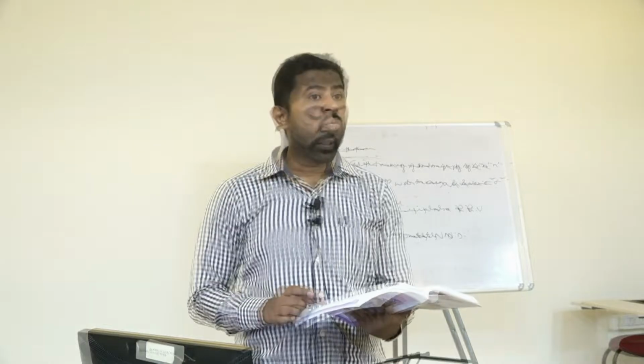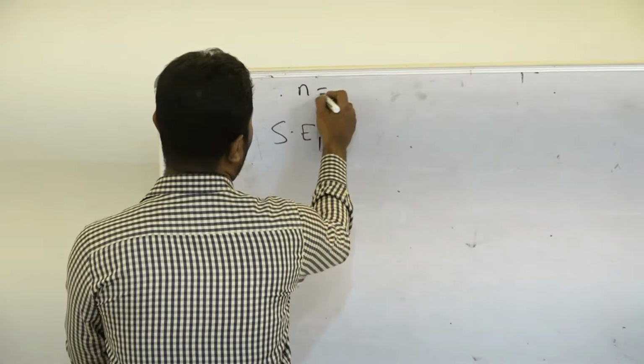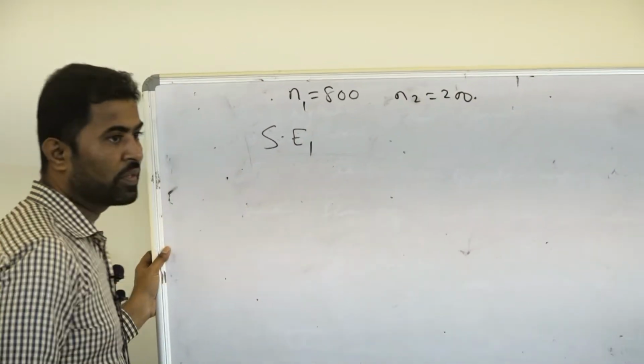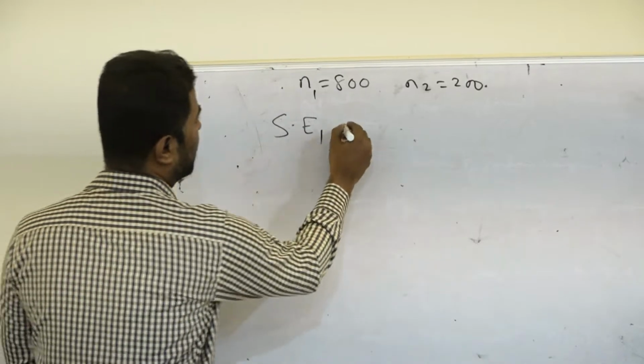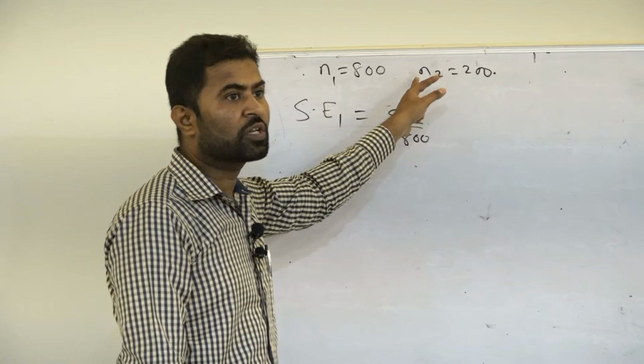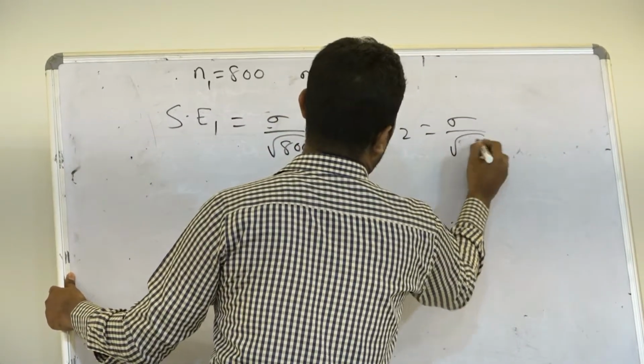The next: when a sample is taken from an infinite population, what happens to the standard error of the mean? If the sample size is decreased from 800 to 200, what happens to the standard error? Standard error 1 is for 800, and standard error 2 is for 200. So standard error 1 is equal to sigma by root 800, and standard error 2 is equal to sigma by root 200.